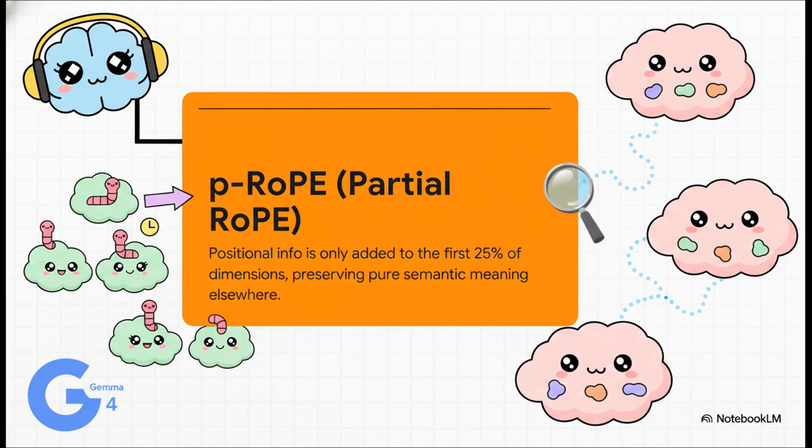And the third trick is something called p-RoPE. To really get long sentences, a model needs to know the order of the words. What this technique does is brilliant. It only attaches that positioning info to the first quarter of the data. This lets the other 75% focus purely on the meaning of the words. It's a fantastic way to separate the where from the what, which is crucial for understanding long conversations.